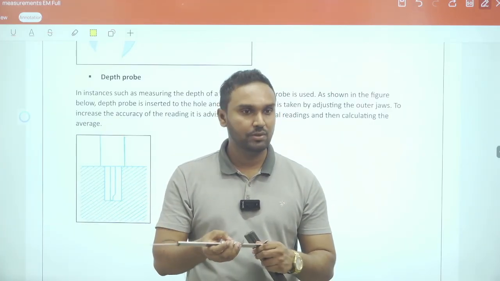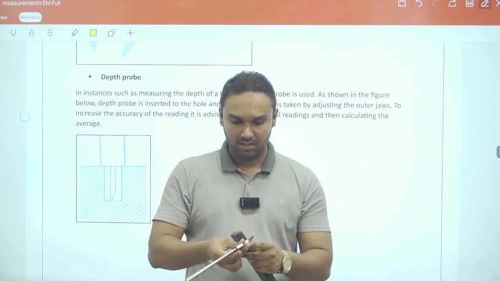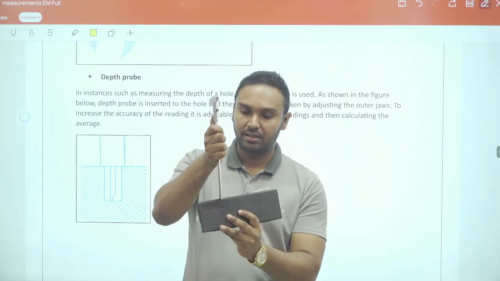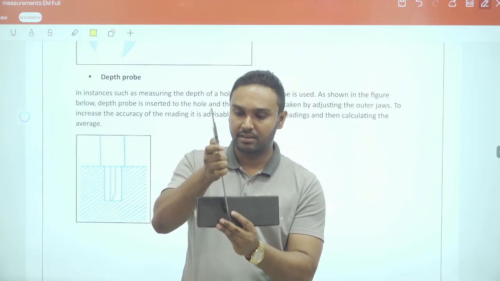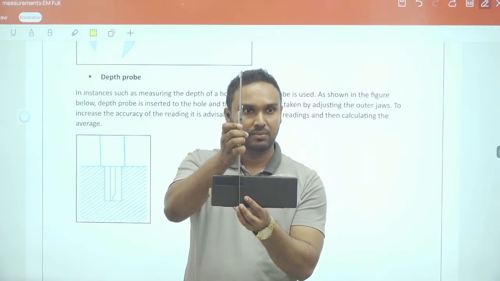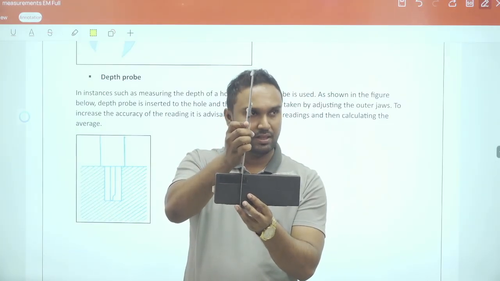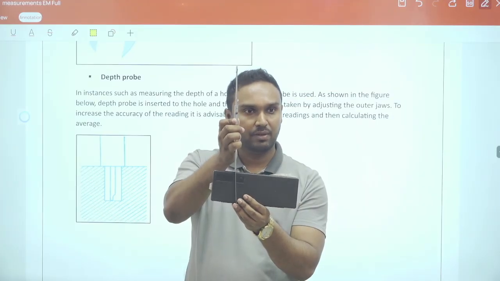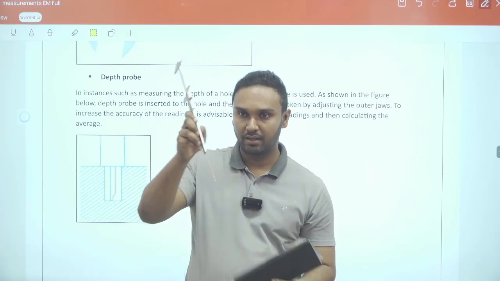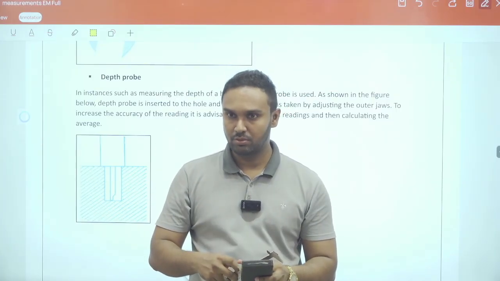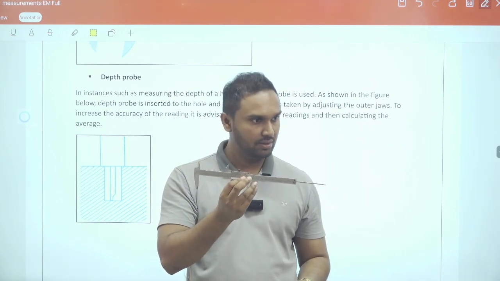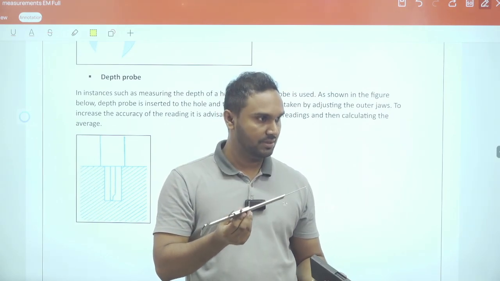It's simple. So how do you do it? You put the object edge to edge, then scroll down the depth probe until it hits the bottom, right? Once it hits the bottom, you have to check if the edge to edge is connected here. Then you take it off, lock the screw, take the measurement. Simple as that, right? Got it? That is how you measure the depth.